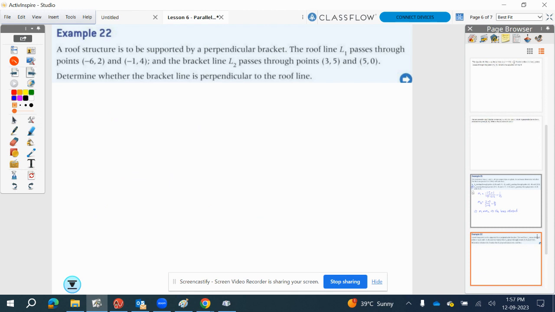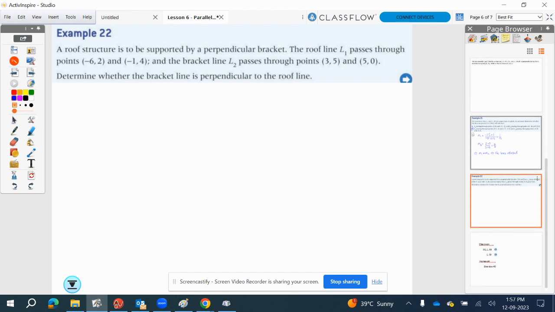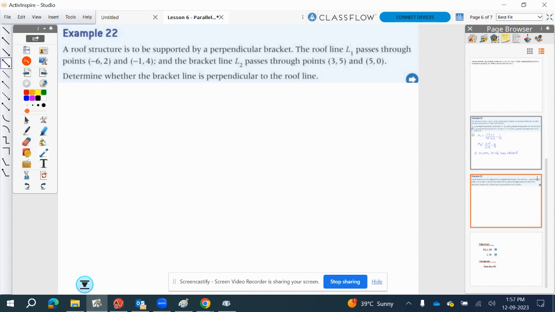Okay, last question. Let's have a read through this one. So a roof structure is to be supported by a perpendicular bracket. The roof line follows line L1, which passes through these 2 points. Let's start sketching this one, eh? Let's have a little sketch of it.